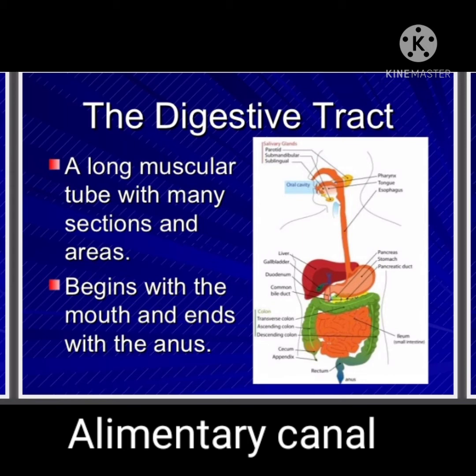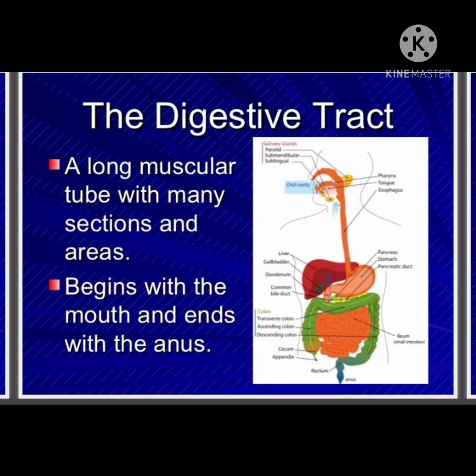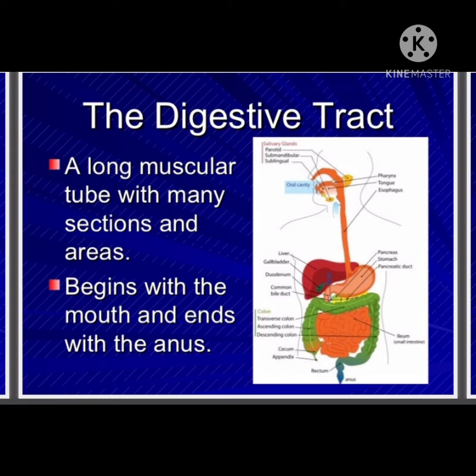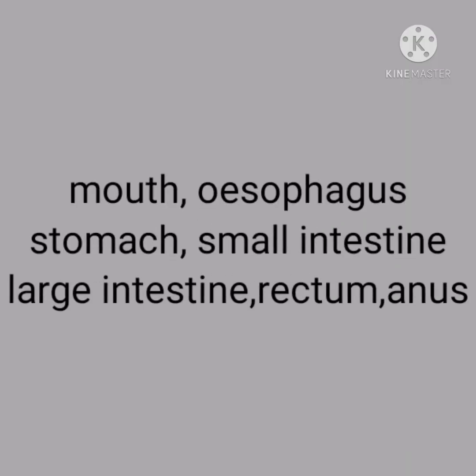Throughout this path of the human alimentary canal, we can see various digestive glands. Some are located inside the alimentary canal and some others are located outside the alimentary canal. Okay. So first of all, we can see the parts of the human alimentary canal. Then later, we can study the important digestive glands. First of all, the human alimentary canal. The alimentary canal consists of the mouth, esophagus, stomach, small intestine, large intestine, rectum and anus. These are the important parts of the human alimentary canal.